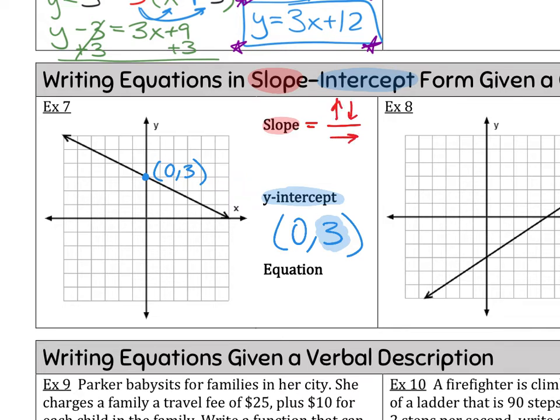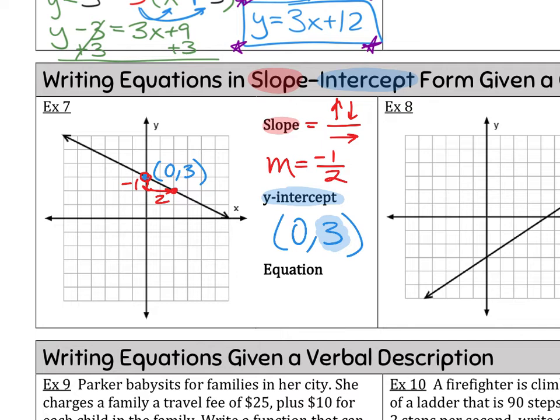Well, let's see. Okay, let's back up and see. We need the rise and the run, correct? Which means I need to just find 2 good points. Here are my 2 good points. Did I have to go up or down? Down. How many? 1. Down 1 and over how many? 2. So my slope is negative 1 over 2. We've been doing that forever, right? We know how to count rise and run.